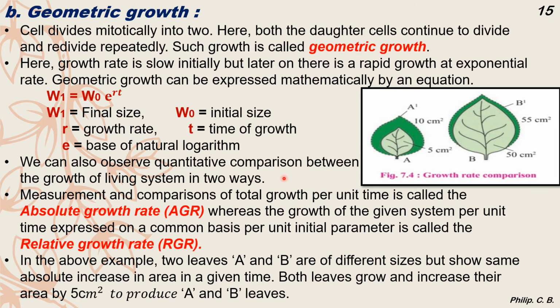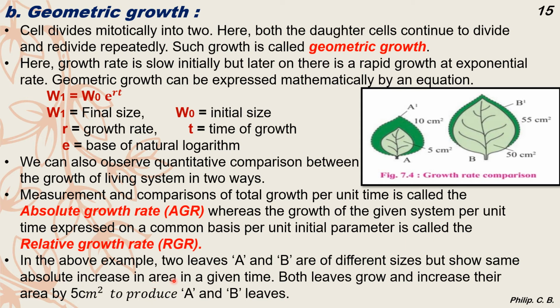So the quantitative comparison can be done in two ways. Measurement and comparison of total growth per unit time is called absolute growth rate, AGR. Just in the earlier slide we came across the terms AGR and RGR. So what is AGR? Measurement and comparison of total growth per unit time. Whereas growth of a given system per unit time expressed on a common basis, per unit initial parameter, is called the relative growth rate, that is RGR.